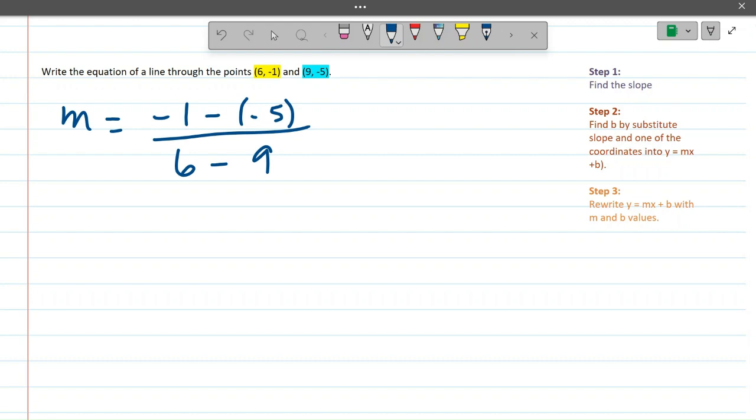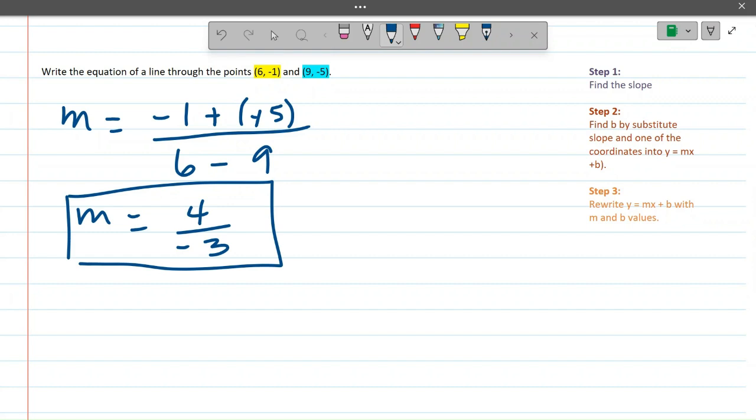All right, so when we simplify this, we end up with 1 minus negative 5. 2 negatives make a positive, so I have a +4 here. And 6 minus 9, that is a -3. So our slope is -4/3.